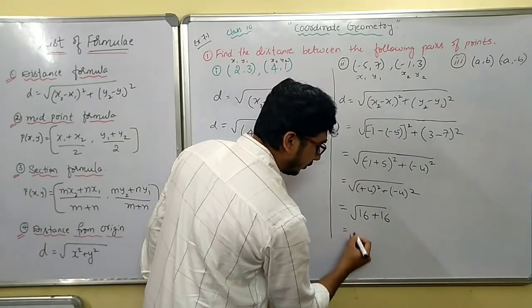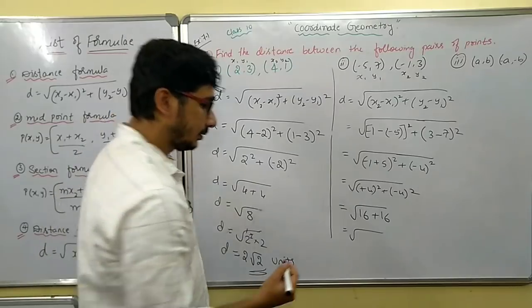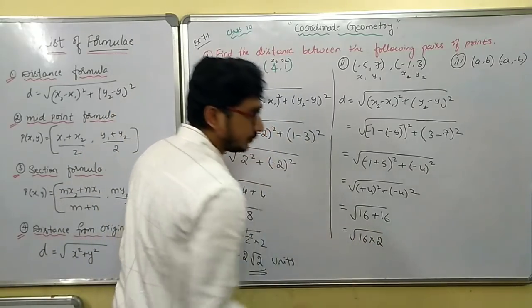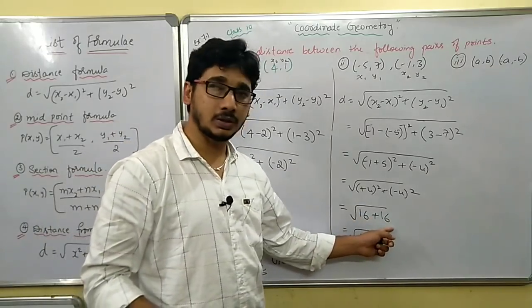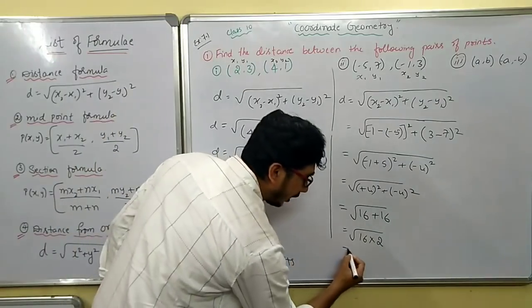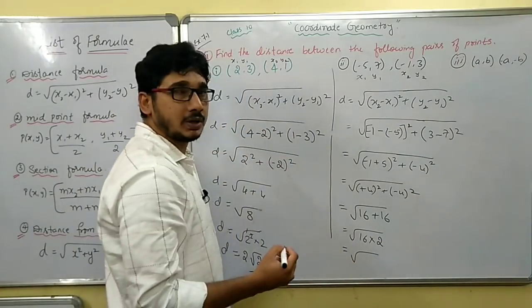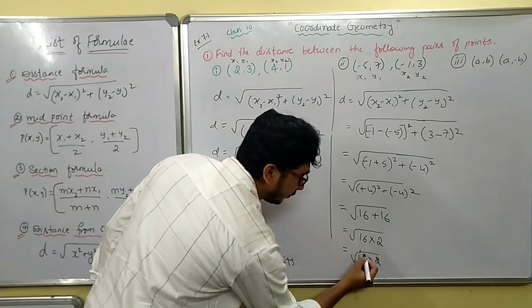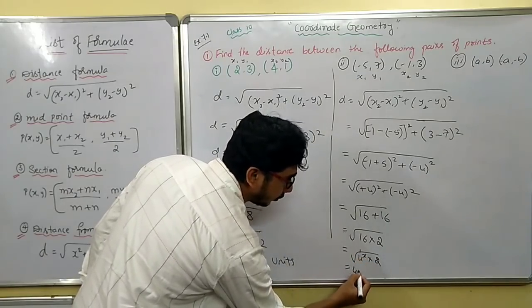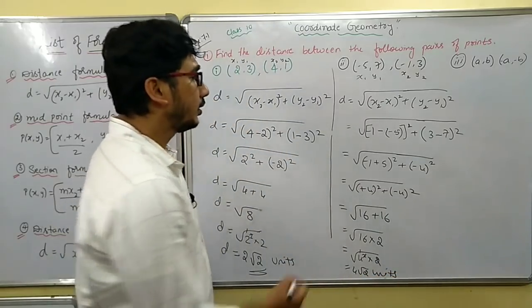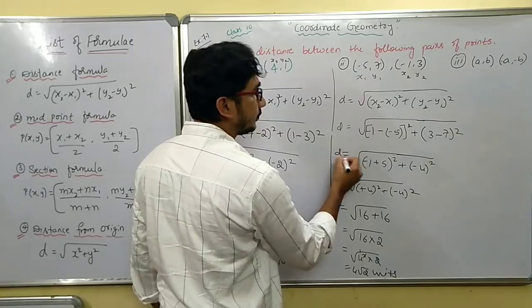So I'll write this one as 16 into 2. I can write like this also. 16 plus 16, 32. 16 into 2, 32. Now what will happen? 16 can be written as 4 square, 4 square into 2. So this one and this one will get cancelled. 4 will come out. 4 root 2 units. Okay, this is the distance between those 2 points.